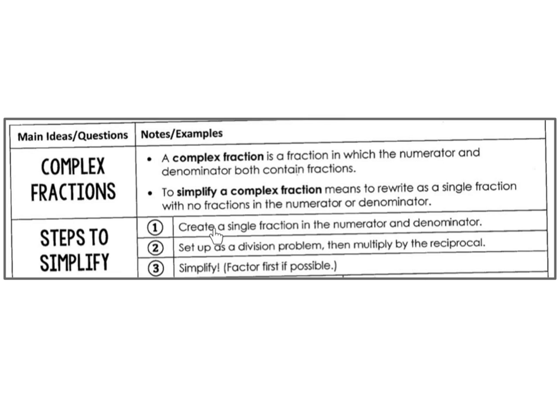First, you want to create a single fraction in the numerator and the denominator. So if you need them to have common bases, make them have common bases, combine them together. Then set it up as a division problem and multiply by the reciprocal. Last but not least, simplify using exponent rules and any other factoring strategies that we can. Always factor first if possible. Let's go through a couple examples on how to do this.